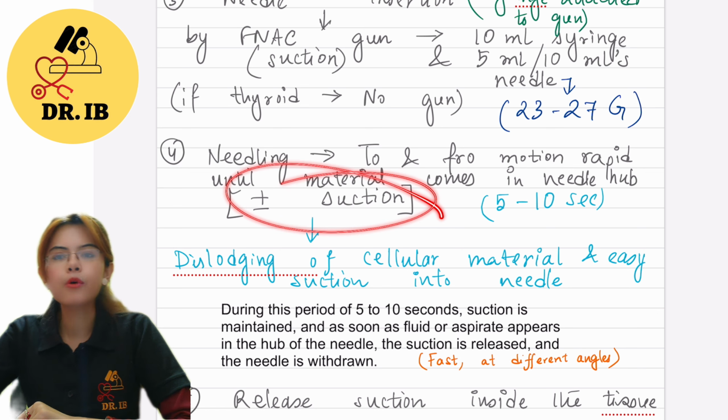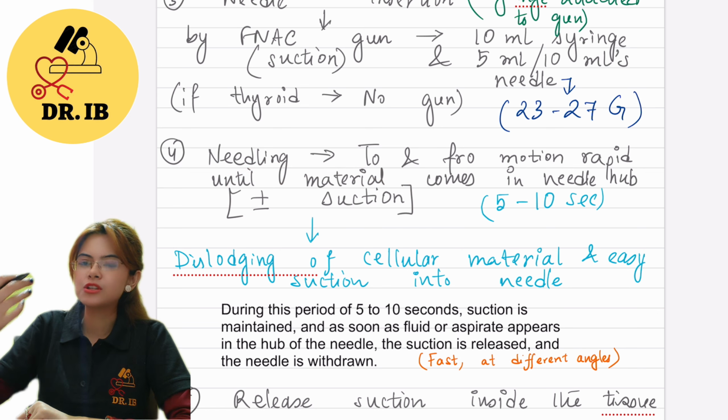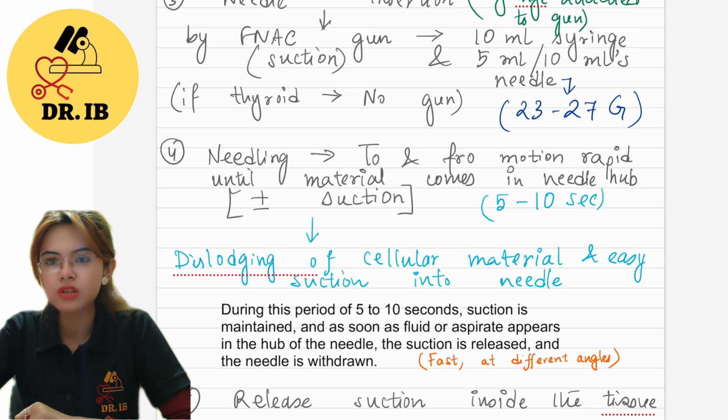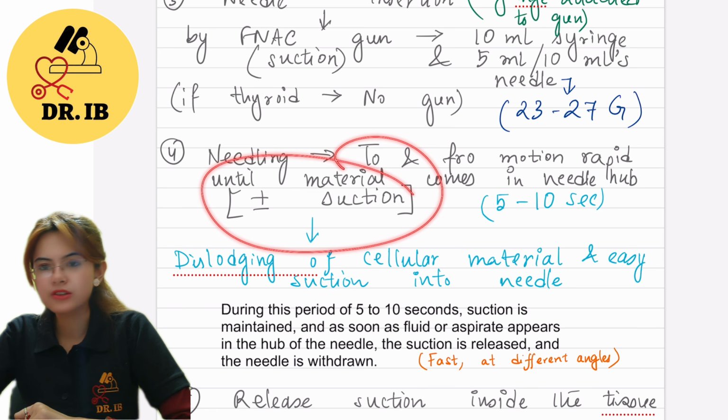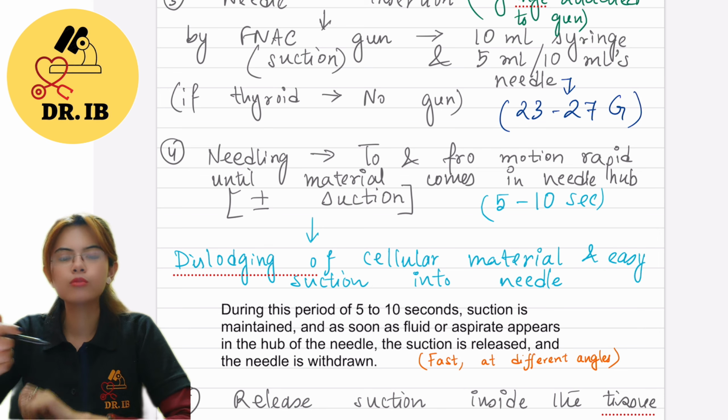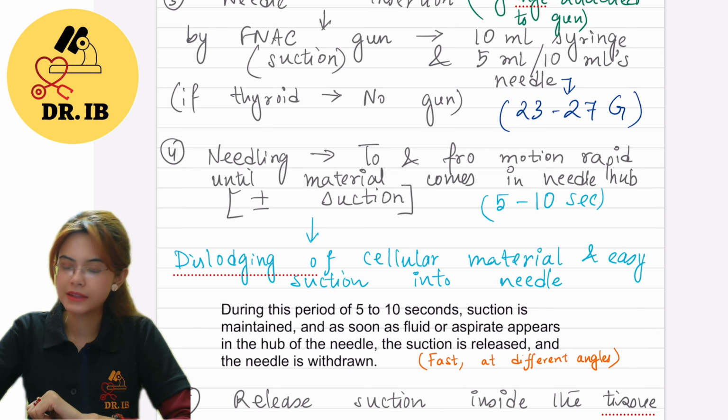You have to keep giving the suction, and according to that you can see how much pressure of suction you want to give, okay. So this is plus minus suction. Just give it and do a to and fro motion until you have the material at the hub.